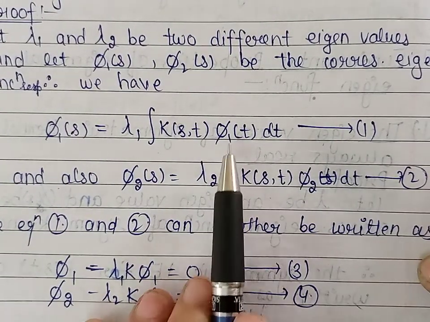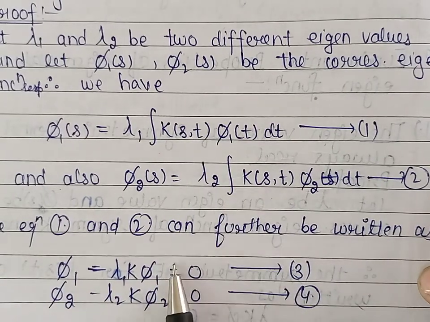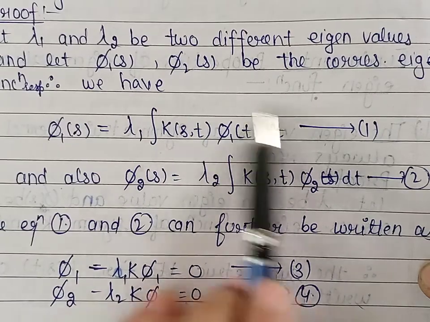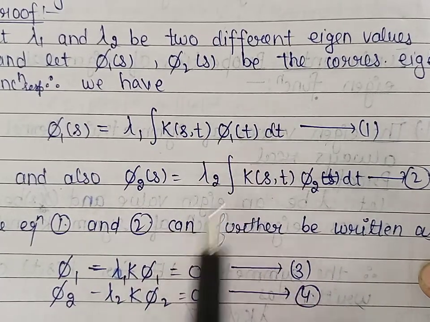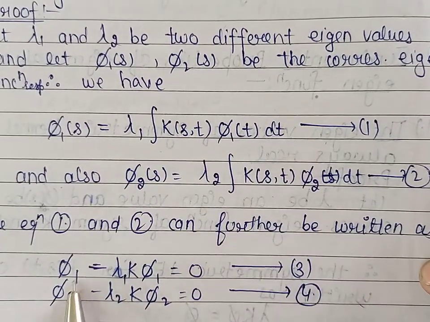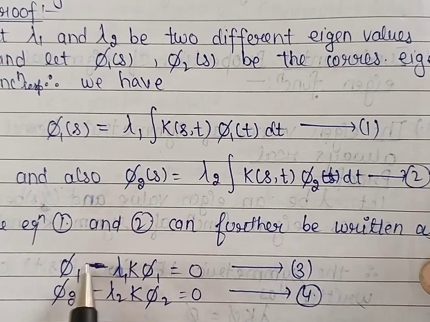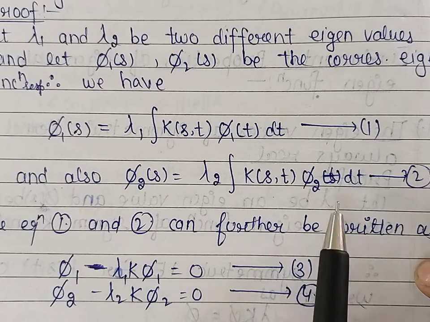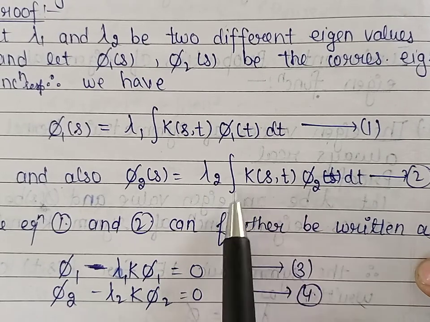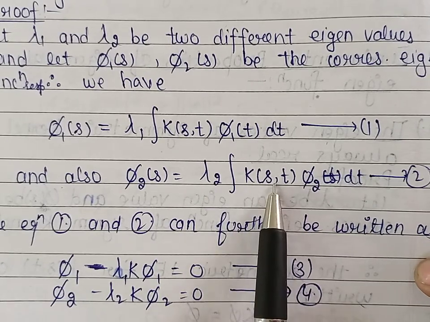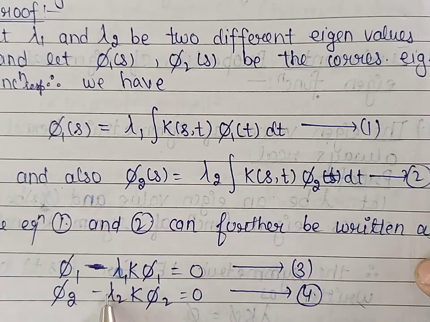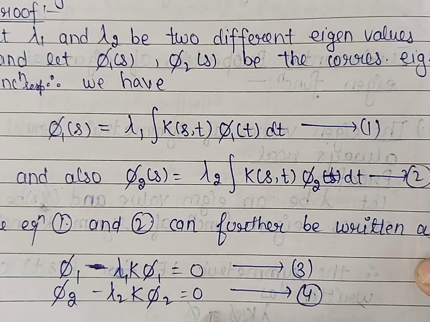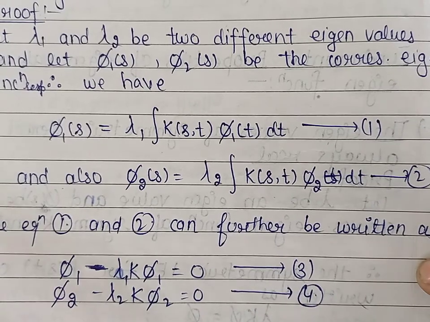Now, let us write equations 1 and 2 in operator notation. Because in the operator form this is K phi 1, this equation becomes phi 1 minus lambda 1 K phi 1 is equal to 0. And in the same way, the second equation in operator notation can be written as phi 2 minus lambda 2 K phi 2 is equal to 0. So we have obtained these two equations.